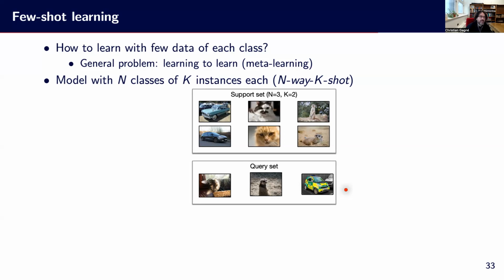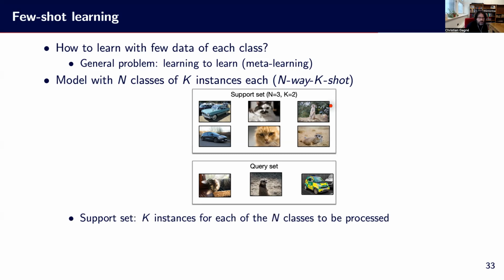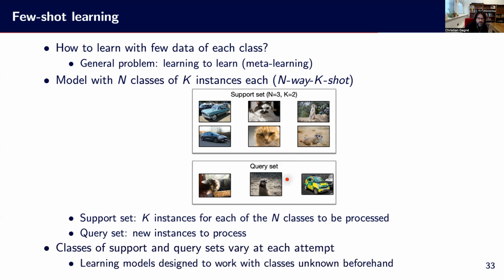The idea is that the model is not necessarily aware of the specific concepts. It is not aware of the cat class, but it is aware that we have a sample from a class corresponding to the second column in our support set, and it tries to assign the samples from the query set to the right class in our support set. So this is the support set, which is kind of the train set, and the query set is the new instances to process.